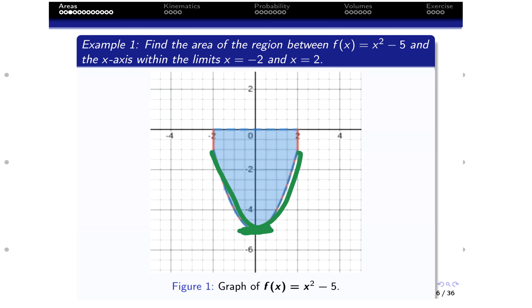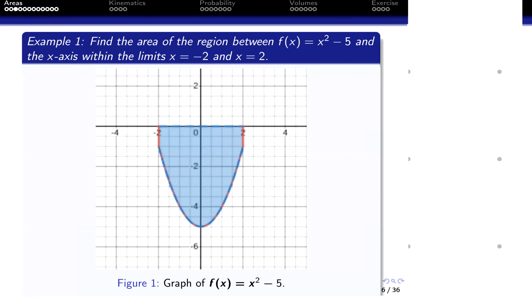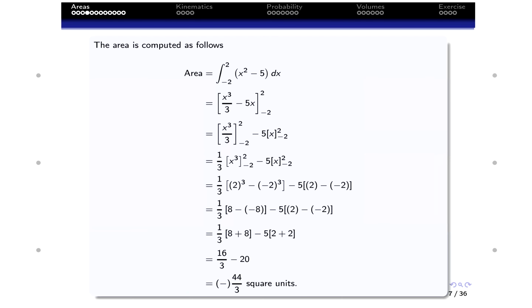Okay, so since you've put that out clearly, the next thing you want to do is to compute the area.